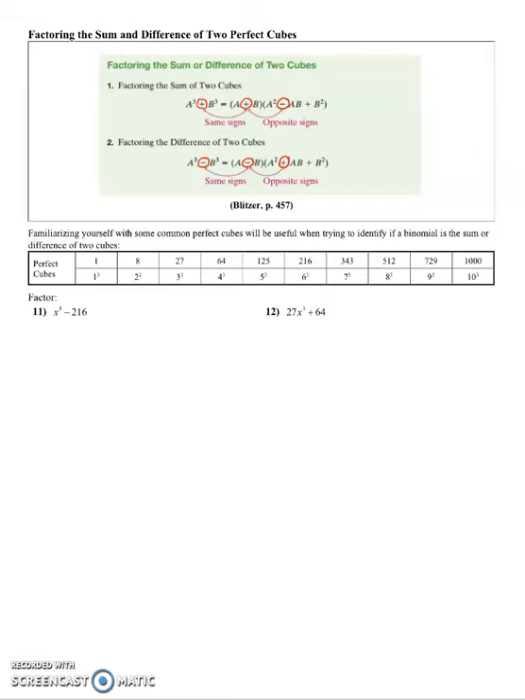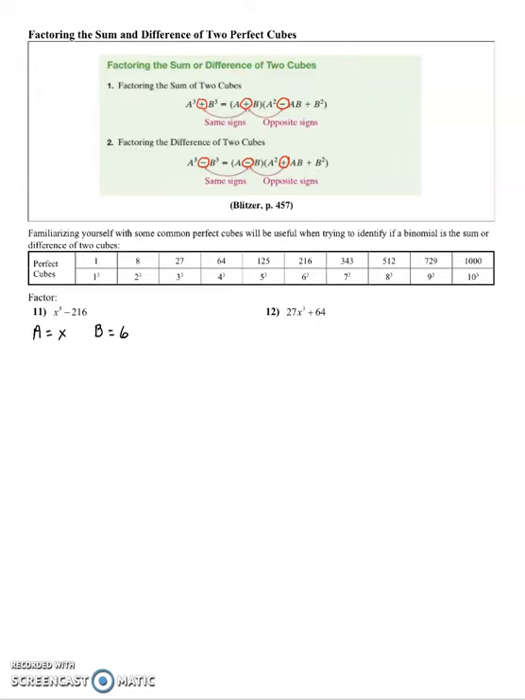So how does this work in practicality? Well, if we look at number 11, we have x cubed minus 216. So we know that our a is x, right? Because we have an x cubed, so if we're cubing something, it's got to be the x. What is our b? Well, if we look at 216 and we go to our handy dandy table up here of perfect cubes, we discover that 216 is 6 cubed. So that means our b is 6.